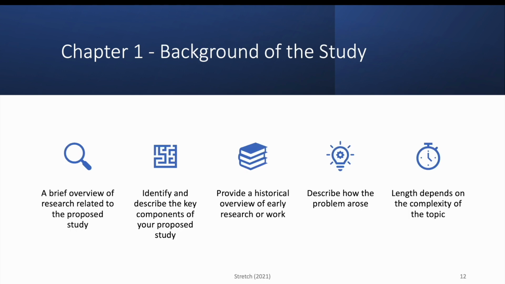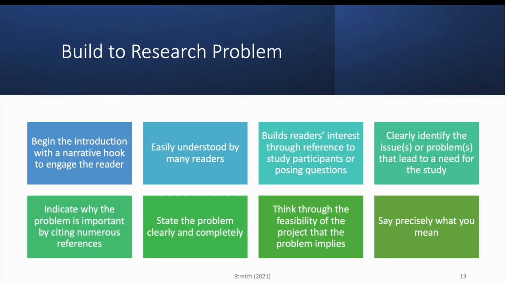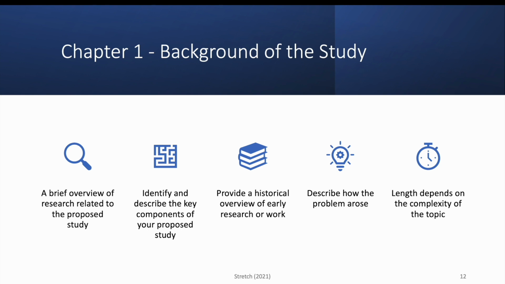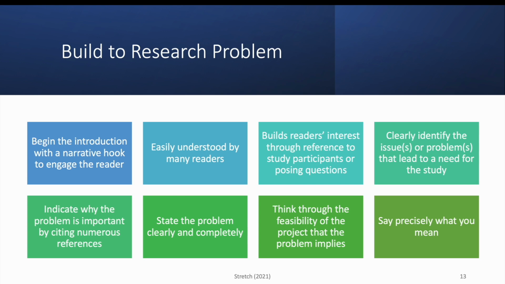The background of the study is going to be a brief overview of research, identification of key components of your proposed studies, like your variables, a historical overview of the topic, how the problem arose or how it's sustained, and then also the complexity, right? The length of this is going to really depend on the complexity. You build the research problem. You want to have a hook for your readers. You want it to be easily understood by your readers. You want to identify clearly and articulate clearly what the issues are and why they should care about those.